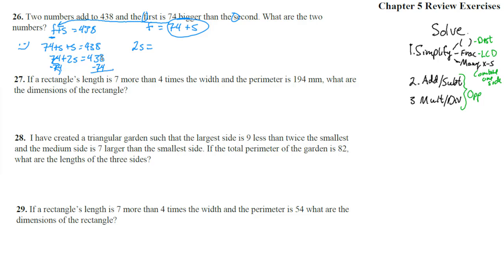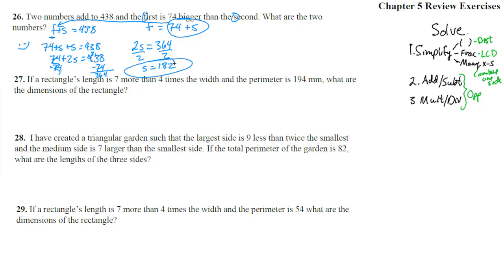we should subtract them by hand. 8 minus 4 is 4. 13 minus 7 is 6, 364. Divide by 2, S equals, let me see, 2 goes into 36, 18, 182. So that's the second number.